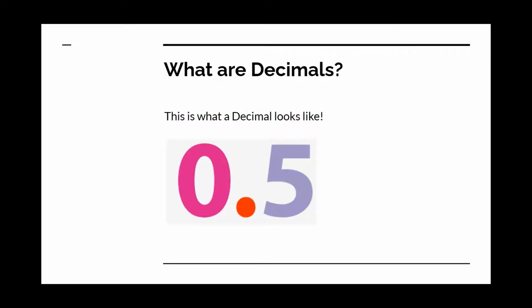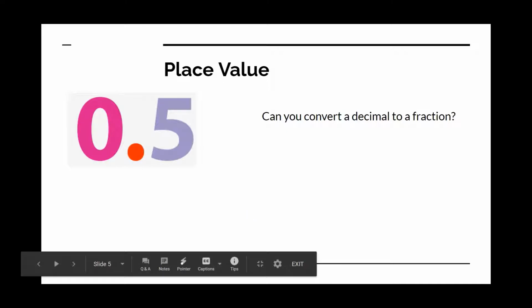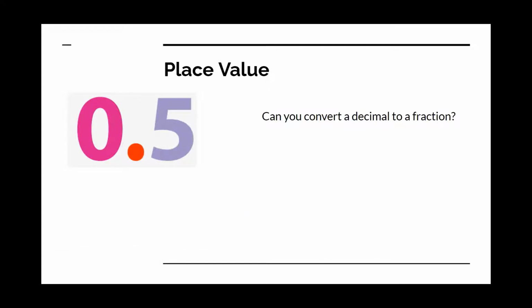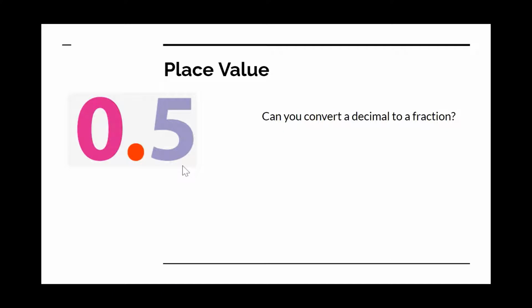So what are decimals? This right here is what a decimal point looks like. It's a dot. Place value does have to do with decimals. To the left of the decimal is always the whole number, and to the right of the decimal is the fraction. So yes, you can convert a decimal to a fraction.